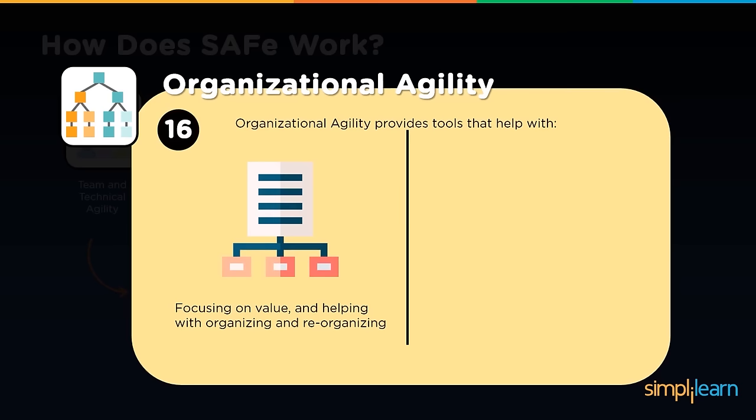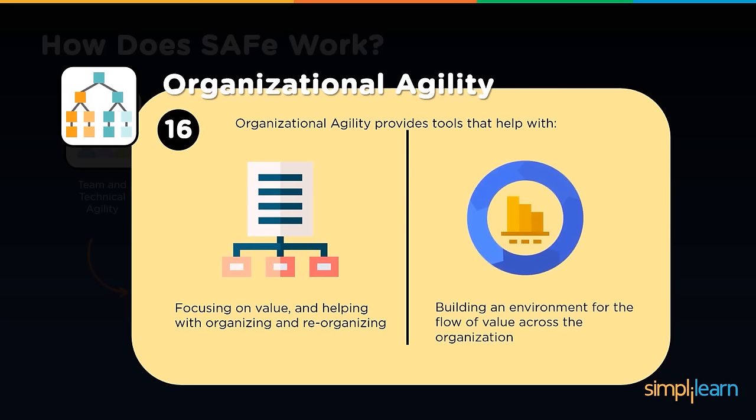Then focusing on value and helping with organizing and reorganizing, building an environment for the flow of value across the organization. So everyone should realize value. Value can be defined from the perspective of every individual's background and every individual's requirement, because it's a perceived one. There may be a real thing we have created, but the perception is different. So the perceived versus what is actually created should be as close as possible. Zero deviation is the expectation, but difficult; however, it should have a tendency towards it. It should be very near to that perceived reality.